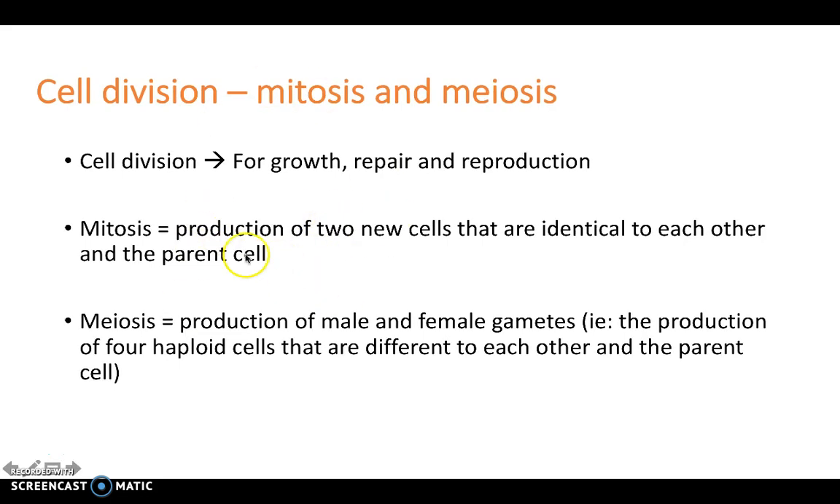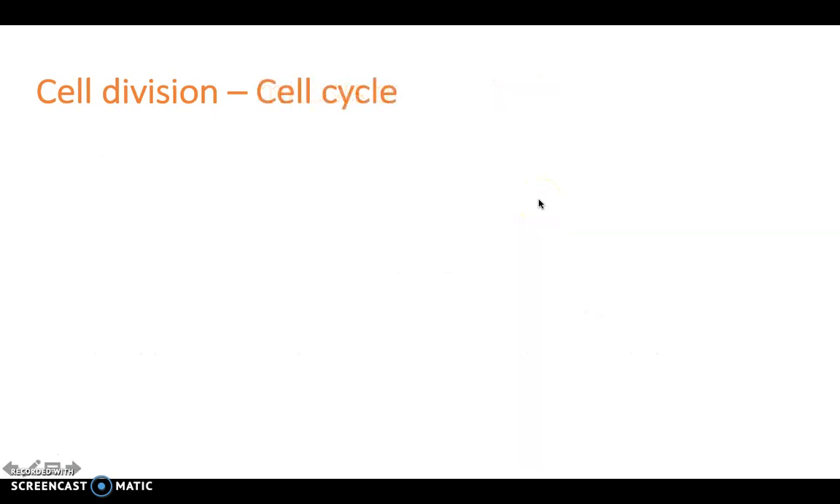So what's important is to link these types of cell division to their function. So for example, mitosis is absolutely excellent for repair and growth. So when something is damaged and you want to replace it with the exact same cell, mitosis is fantastic, and meiosis is brilliant for reproduction. So they both have their strengths.